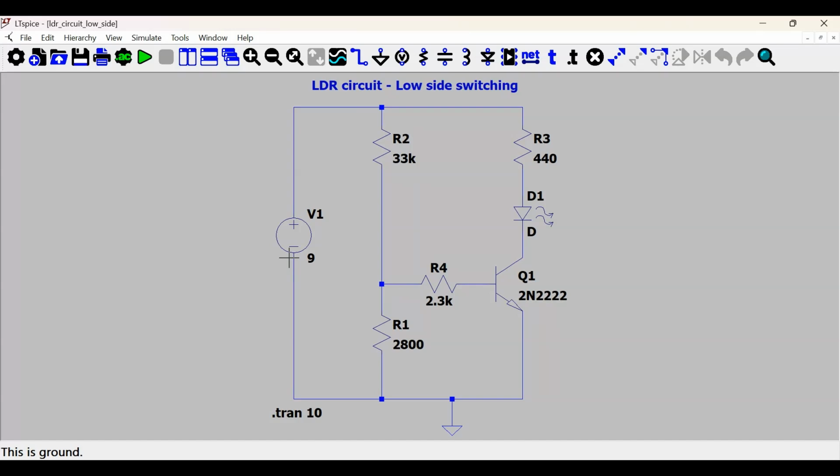Let us now simulate a low side switching circuit. The difference here in this circuit is that we are having an NPN transistor, 2N2222, and the transistor is mirrored. So you see that the emitter is connected to the ground and the collector side has the load. One more difference is that the fixed resistance is moved up. So here it is R2 and R1 is actually the LDR resistance.